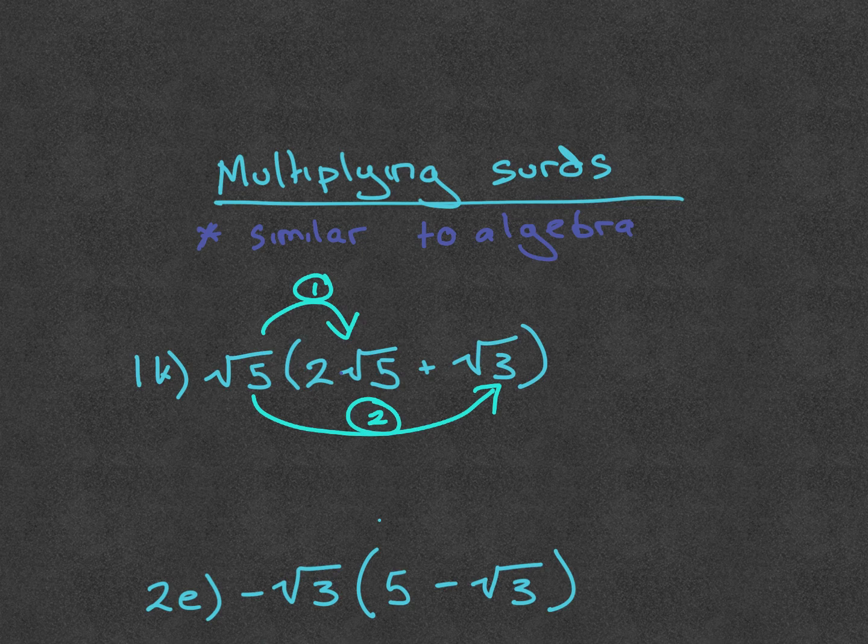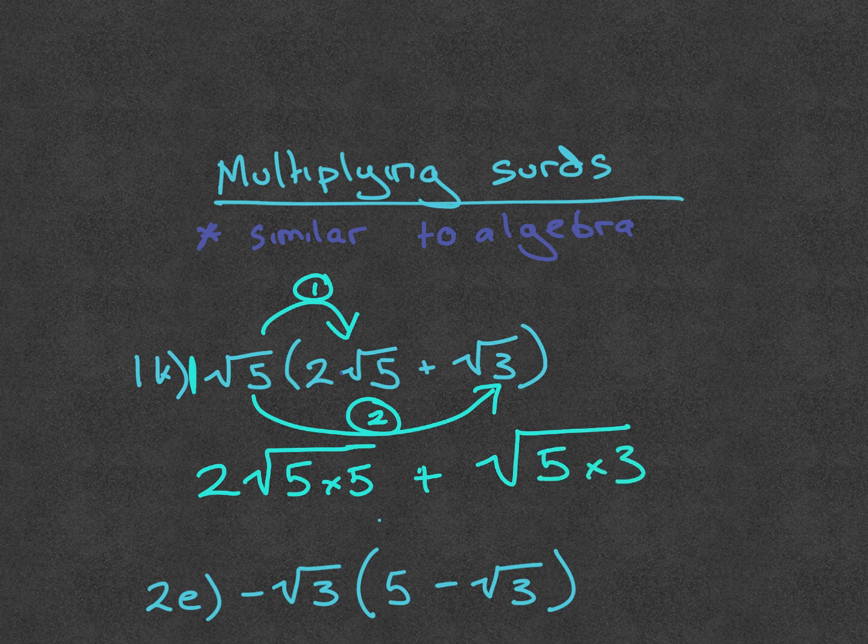Okay, and now when we're multiplying these surds, we can remember that if we don't have a number at the front of the root 5, it means that we've got 1 lot of root 5. So when we're multiplying surds, we're multiplying the coefficients or the numbers out the front. So 1 times 2 is going to be 2, and then we multiply these two surds together. Now, what we have is we're going to have 2 times root 5 times 5, okay, and then plus root 5 times 3.